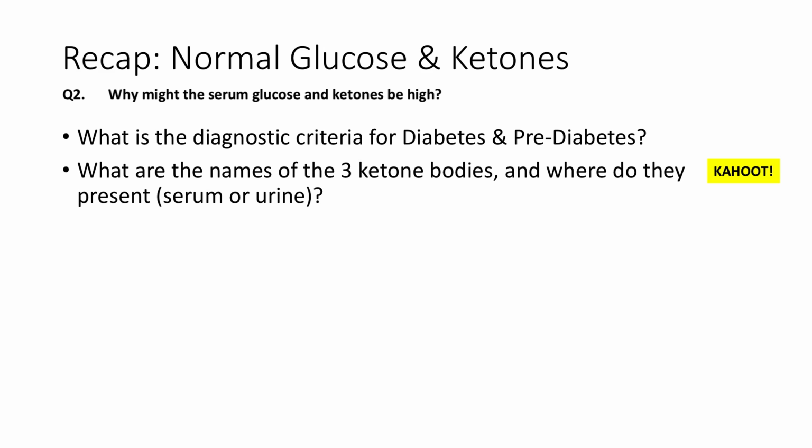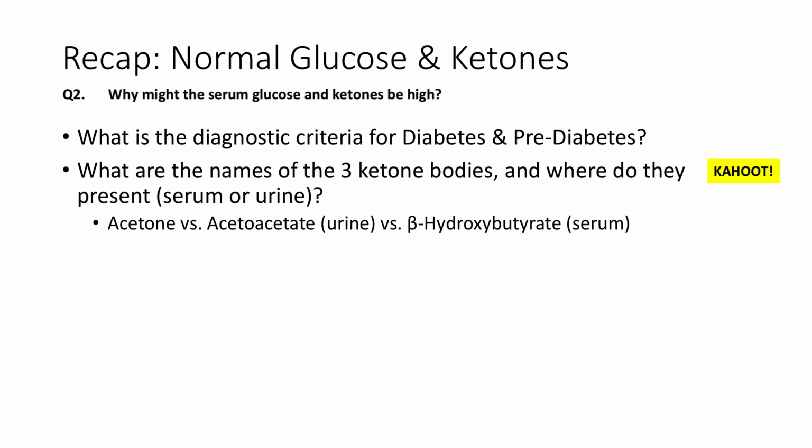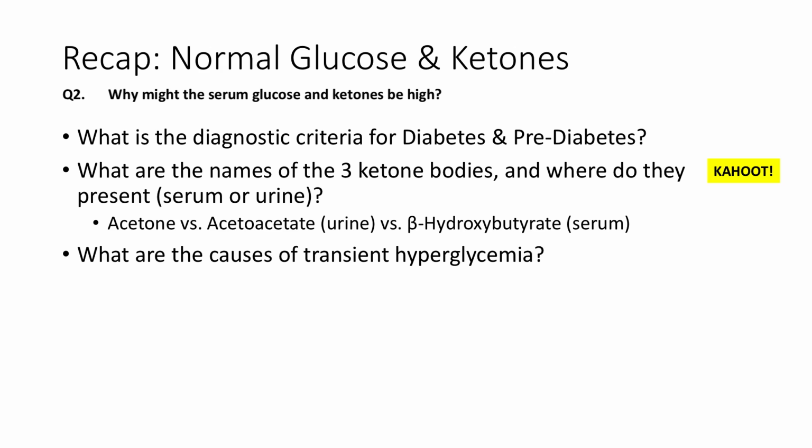So this one, beta hydroxybutyrate is what is measured in the blood. Then acetoacetate is measured in the urine. This is important to know for MCQ, sometimes also for essay questions.